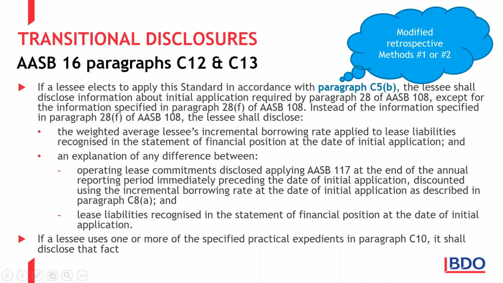Instead of that information in paragraph 28F, you'll disclose the weighted average lessee's incremental borrowing rate applied to lease liabilities recognized in the statement of financial position at the date of initial application, and, this is a critical disclosure, an explanation of any difference between operating lease commitments disclosed applying AASB 117 at the end of the previous annual reporting period, discounted using the incremental borrowing rate at the date of initial application as described in paragraph C8(a), and lease liabilities recognized in the statement of financial position at the date of initial application.